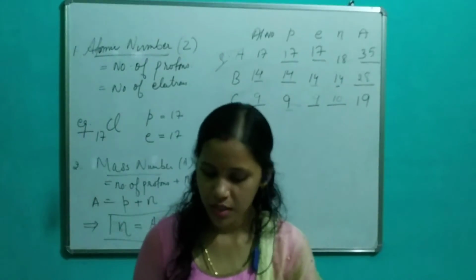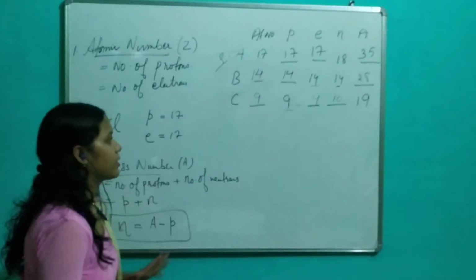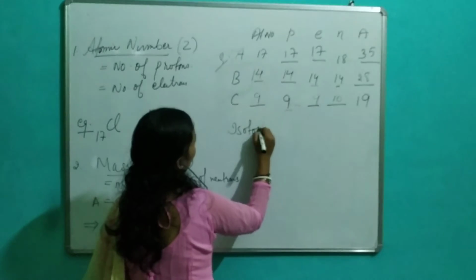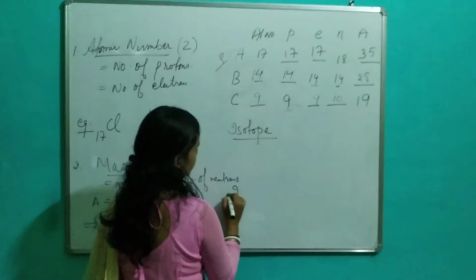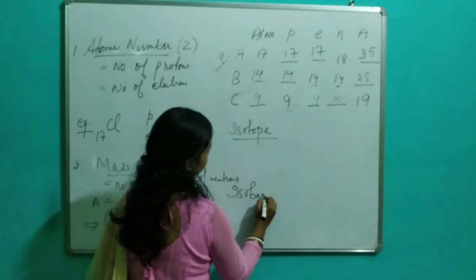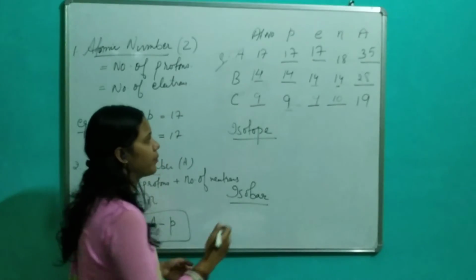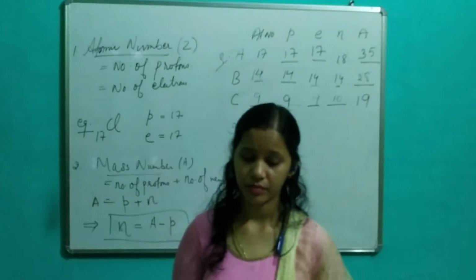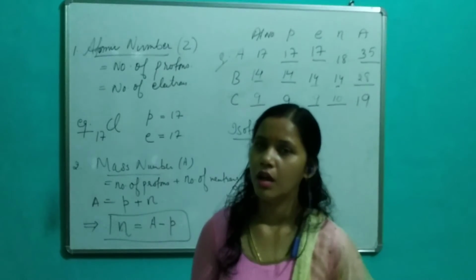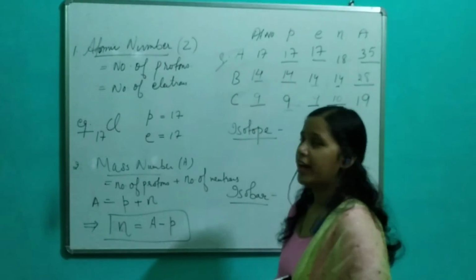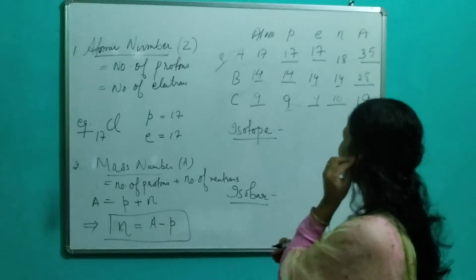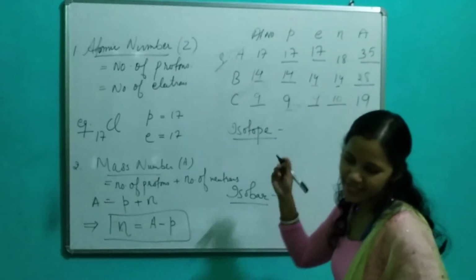Alright, so this is some basic things. Now next is isotope and isobar. What is isotope and what is isobar? Isobar means equally heavy. And isotope, what is an isotope? Anyone? I am sure I will not get answer like this. I forgot I am not in a school classroom. Okay, so what is an isotope?